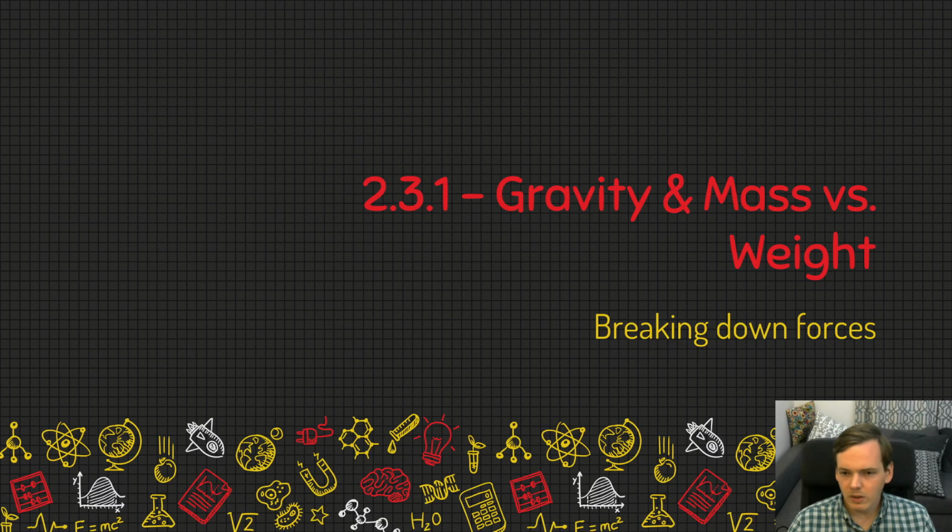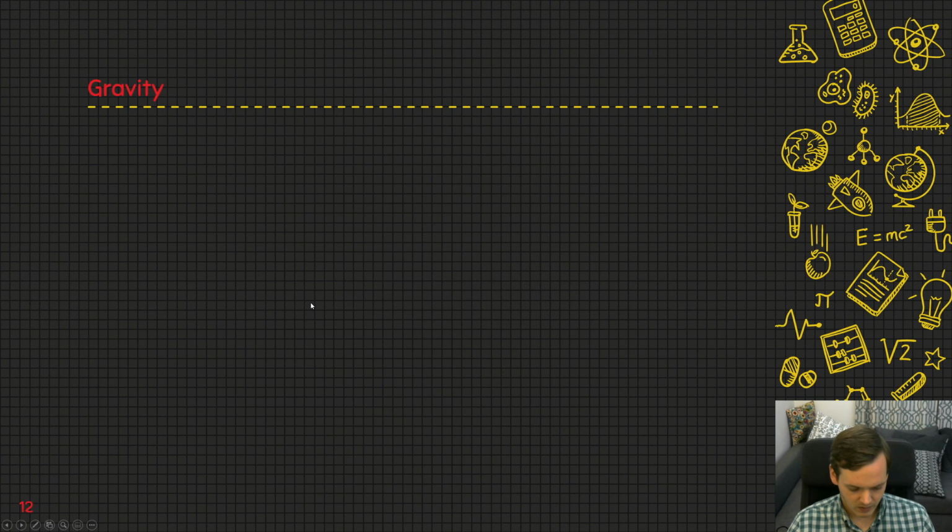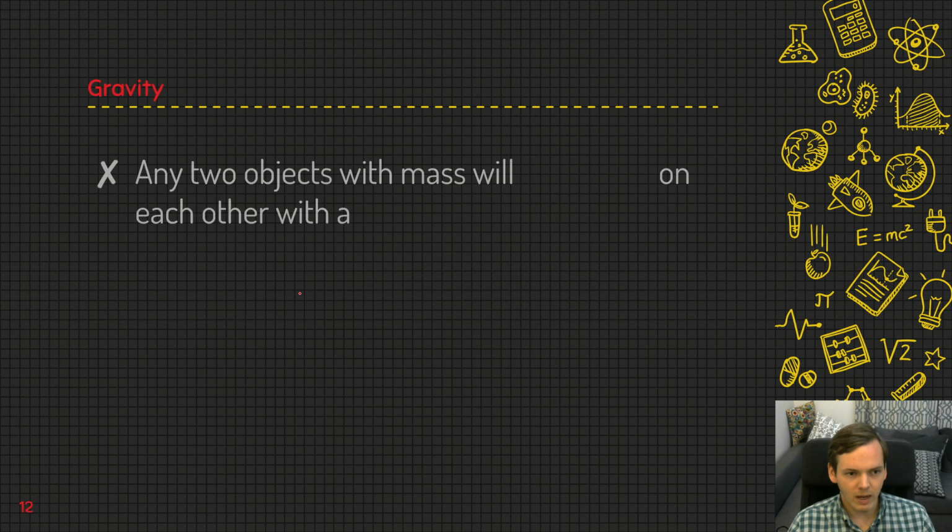In this video, we're going to look at gravity and mass versus weight. So first off, gravity: any two objects with mass will pull on each other with a gravitational force. So gravity is a force, or we model it as a pull, between any two objects with mass.